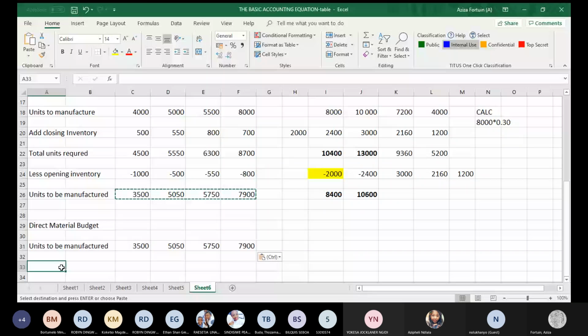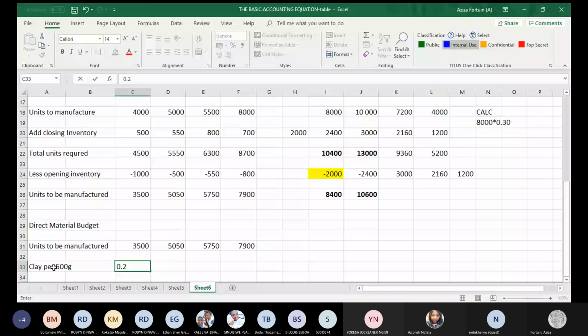So what material are we going to use now? They say each final product requires the equivalent of 500 grams of powdered clay, which is half a kilo. Right? So if it says 500 grams, what are we going to call it here? Clay per 500 grams. So you're going to multiply it by 0.5.